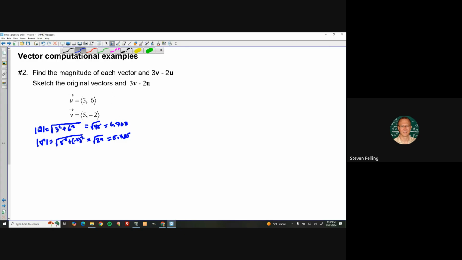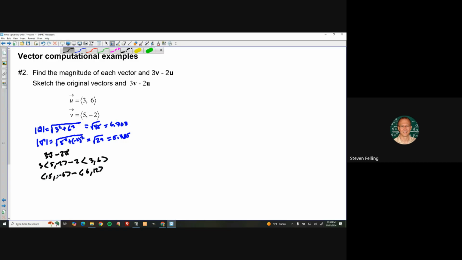Okay. And then we're being asked to compute a new vector, which is 3v minus 2u. So what I do for this is I write in the vectors. So the v vector is the vector 5, negative 2, then minus 2, and the u vector is 3, 6. Multiplications happen before addition and subtraction, just like with numbers. So I'm going to multiply this 3 in and get 15 and negative 6. And then I'm going to multiply the 2 in, so I'll keep that a minus. That's 2 times 3 is 6. 2 times 6 is 12.